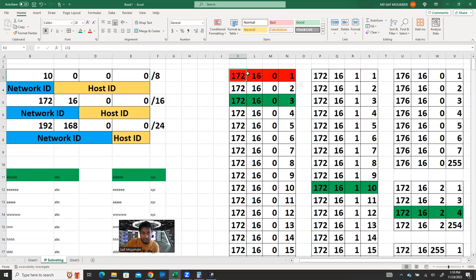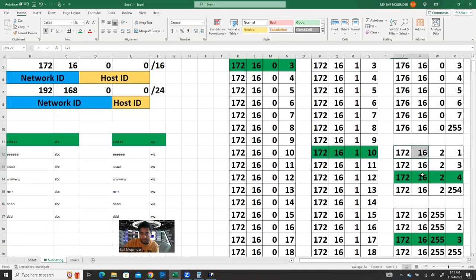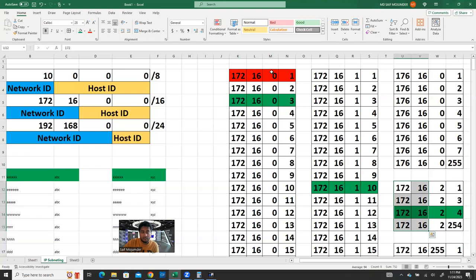How? Because your family number is the same. See, 172.16 is the same, 172.16 is the same. But where is it changing? Maybe on the third octet or maybe on the fourth octet. That can be changed because that's defining the host. So you are changing here only, right? So where you change, if you look here, any IP of this?